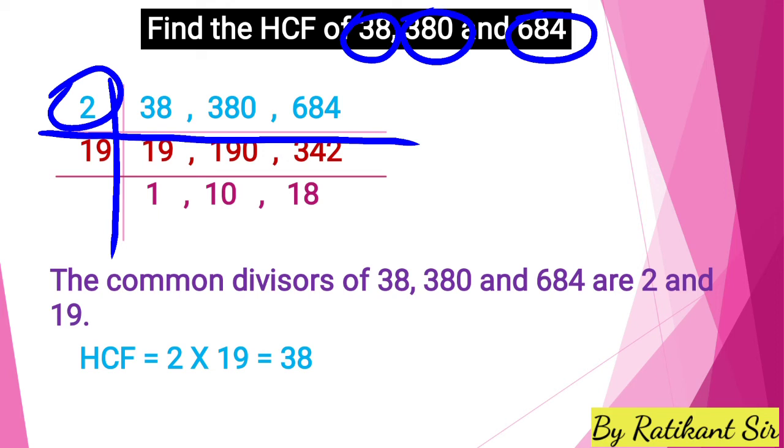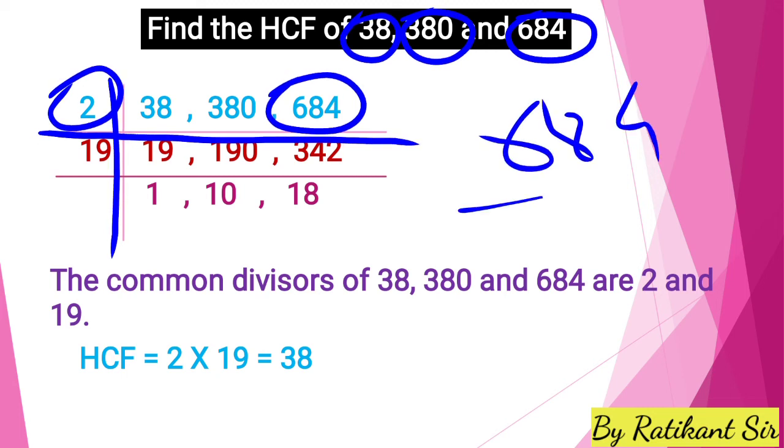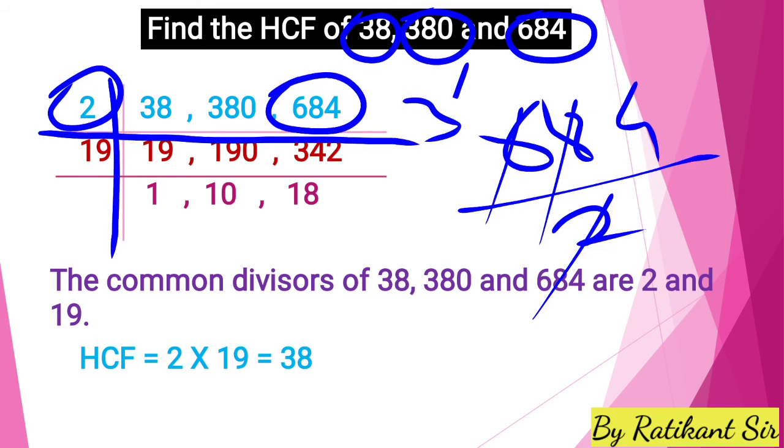Now the last number is 684. This 684 is also perfectly divisible by 2. 684 is the number and we have to divide by 2. 2 threes are 6, 2 fours are 8, 4 is there and 2 twos are 4. It means 342 will be the answer. After the division you will get 342.